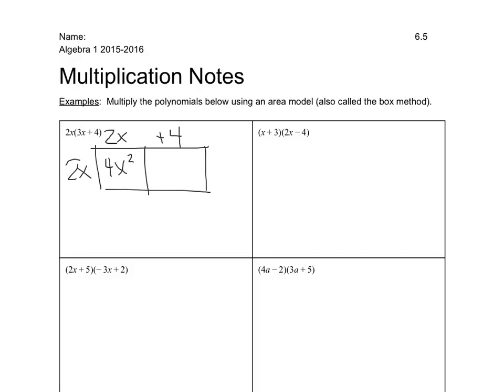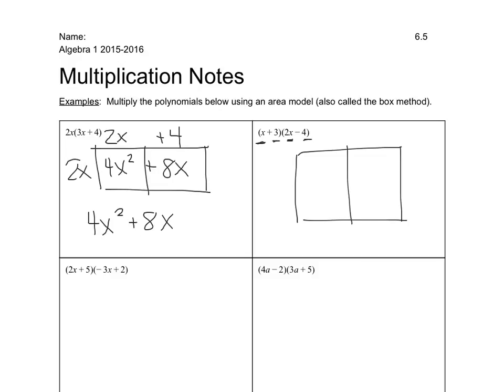Hopefully by now you've mastered this piece, and we would just take the stuff out of the boxes. Now what changes when it's not a monomial is we have to make more rows. So in the second one, x plus 3 times 2x minus 4, we have two terms in each polynomial that we're multiplying. So we're going to make two columns for the 2x minus 4, and then two rows for the x plus 3.